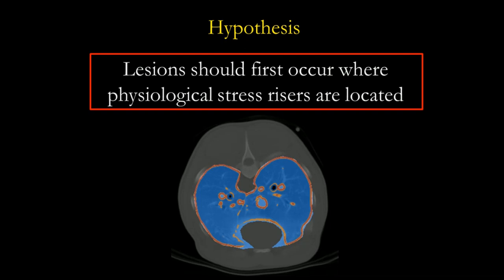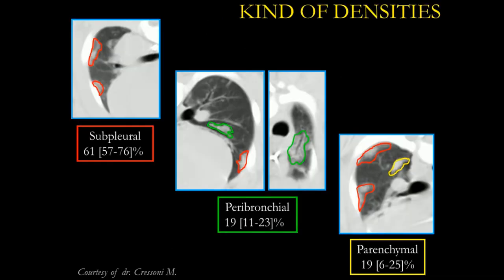And we went to do this experiment. You see here, these are the potential stress riser regions. We have different possibilities of lesions: subpleural, which turn out to be the more frequent; the peribronchial, in which you can see the bronchogram here; and parenchymal, in which the vessels complicate technically to see.